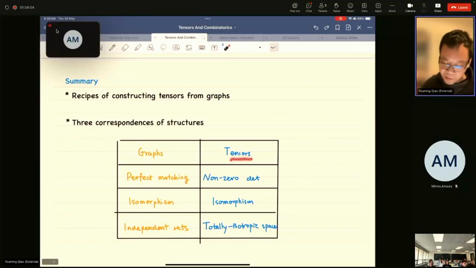For the tensor side, the perfect matching will correspond to non-zero determinants. For the isomorphism setting, you also have tensor isomorphism. And for the correspondence of independent sets, it will be the so-called totally isotropic spaces. So we have seen some correspondences of this structure.